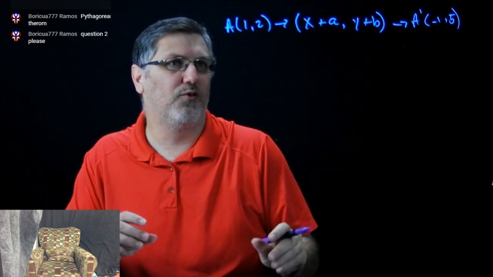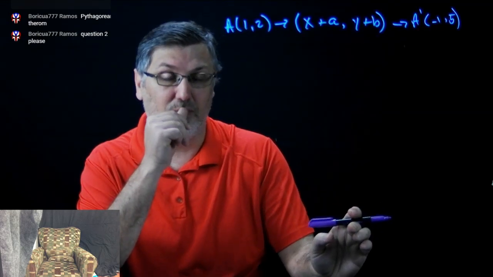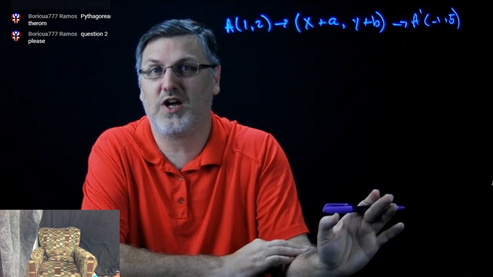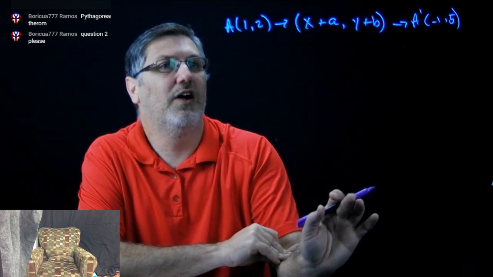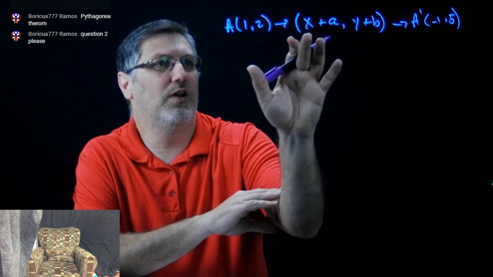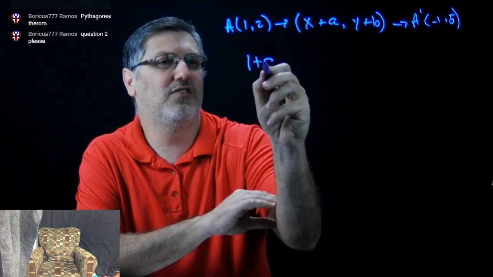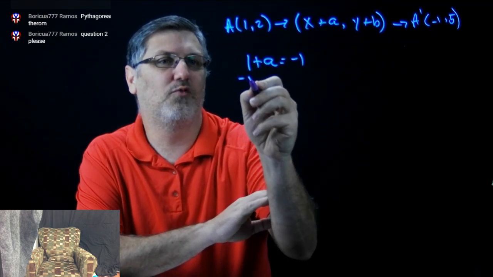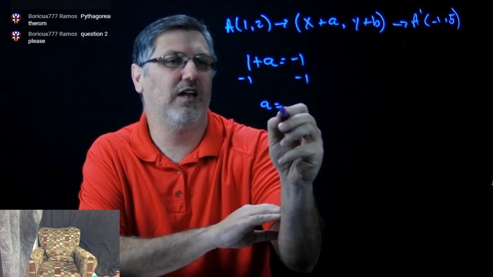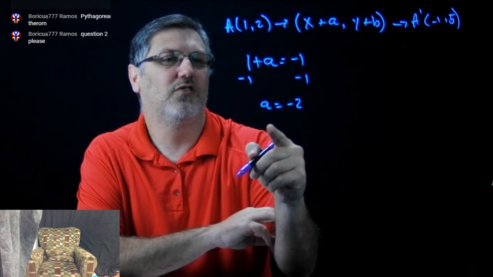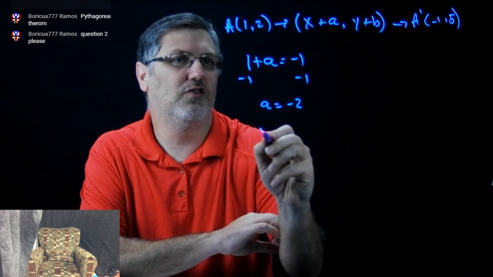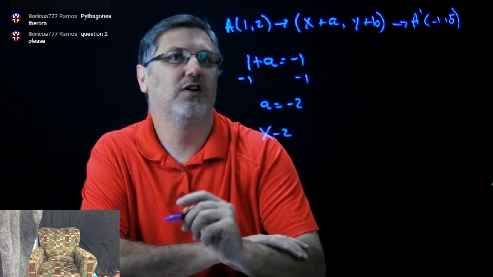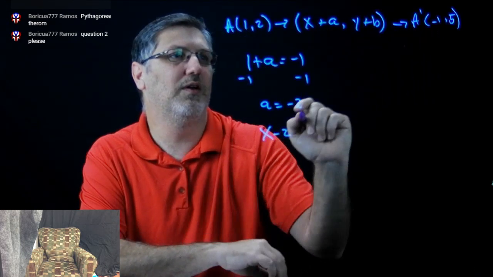So this is how you do it for each of the points. Set it up this way and solve, but the mapping should be the same, and we'll check them after we're done with this. So basically what this says is if I put 1 in here for x, I get 1 plus a equals -1. Well, then if I just subtract 1 from both sides, I get a equals -2. So this equation should become x minus 2, because if I do 1 minus 2, that'll give me -1.